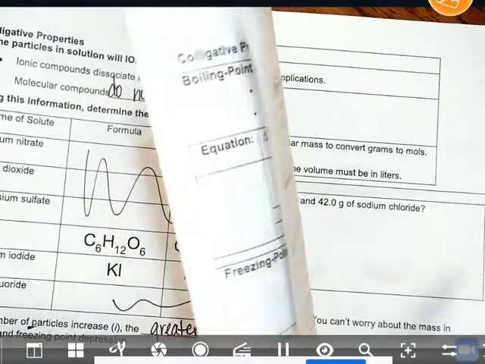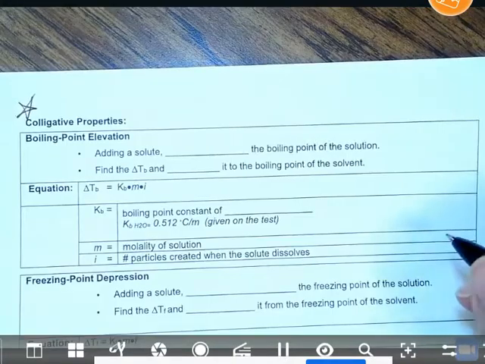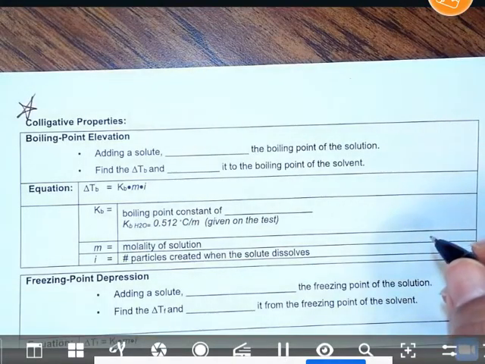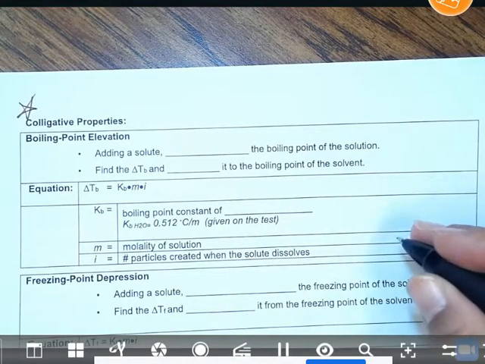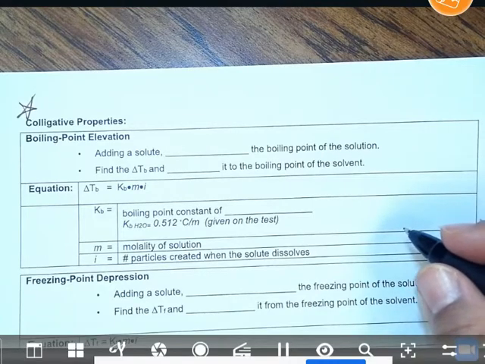Now we're on page 14. So now we're going to look at colligative properties and the equations that we can use to figure out the difference in the boiling point or freezing point when we add a solute to a pure solvent.